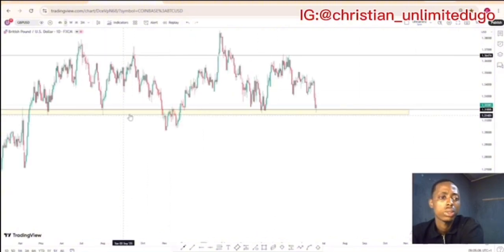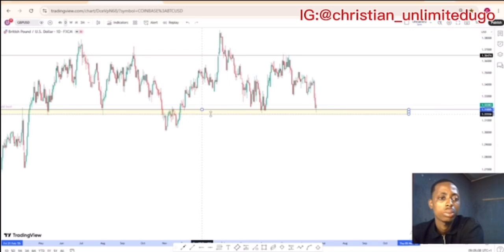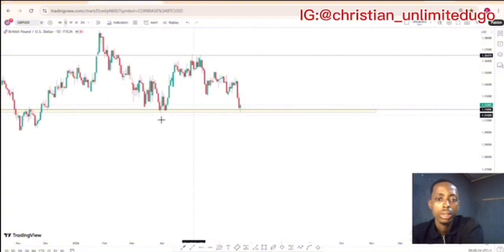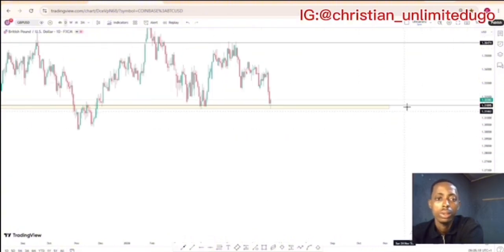So I have to just make it look a little bit tiny. Yep, that's it. A little bit tiny to touch this week at this level. So what am I expecting on GBP USD next week?